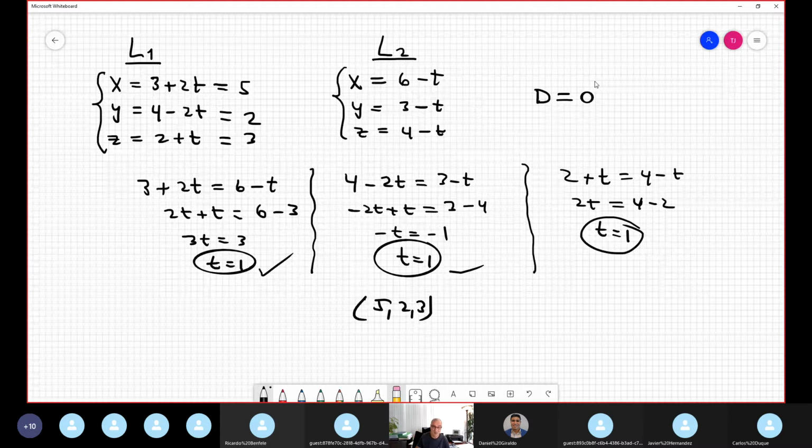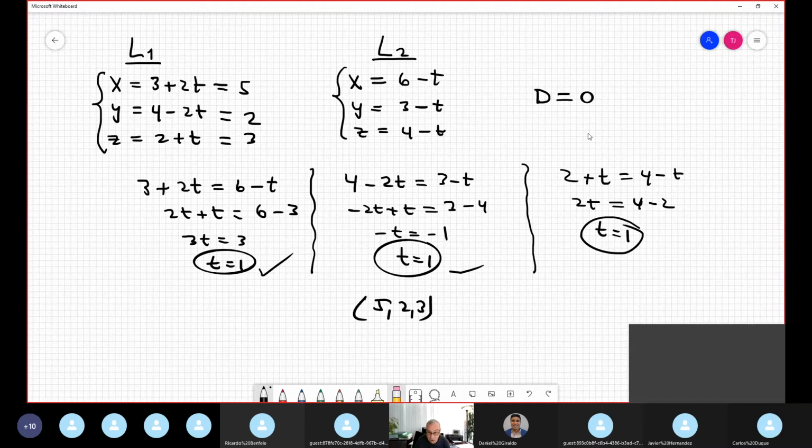Intersecting lines. But this is less than 1% of the cases that satisfy this condition. Okay, all good. Okay, Daniel, all good.